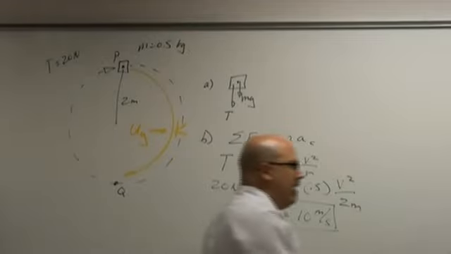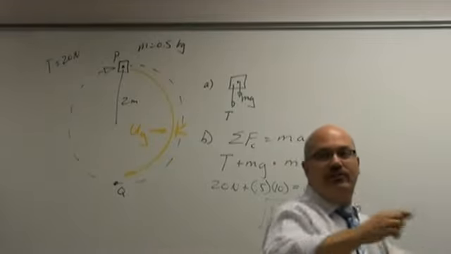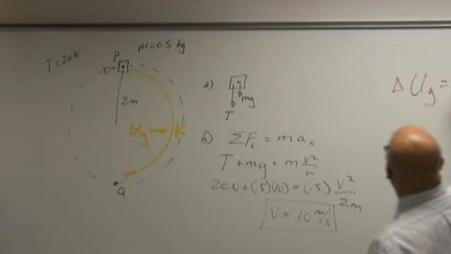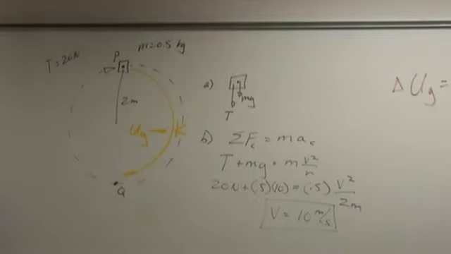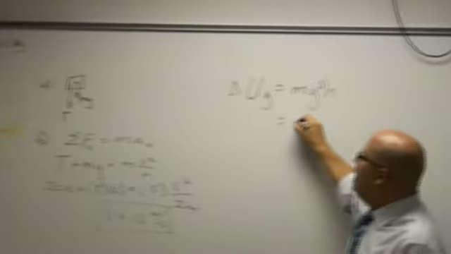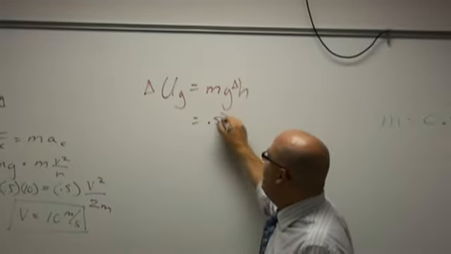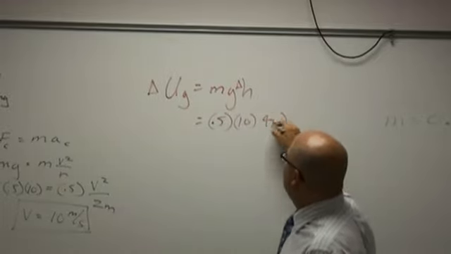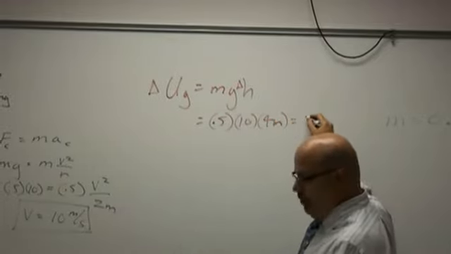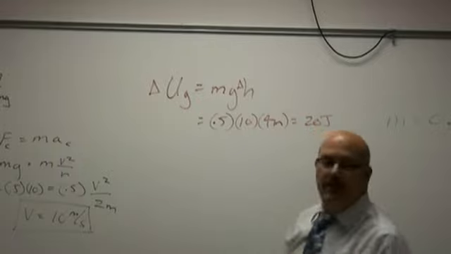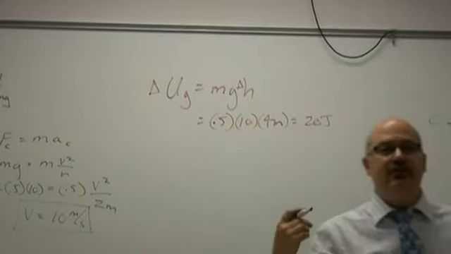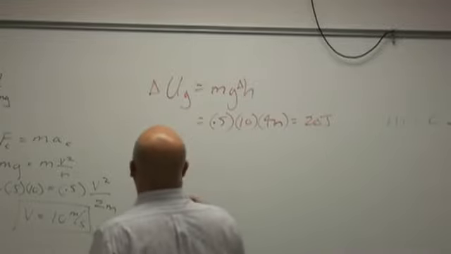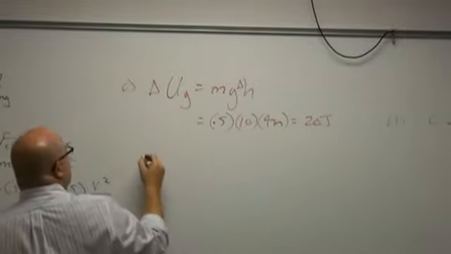So we just need to figure out how much potential energy is turned into kinetic. Well, our change in potential energy is going to be mg delta h. That's 0.5 times 10 times a change in height of 4 meters. So that's, what, 20 joules. So you increase 20 joules of energy in kinetic. So that's our answer to part C.